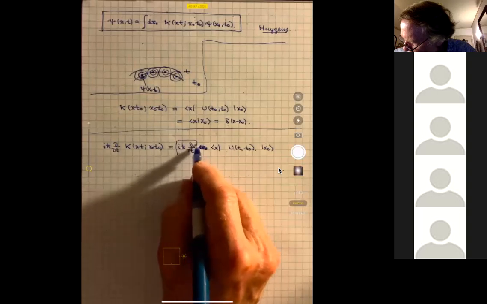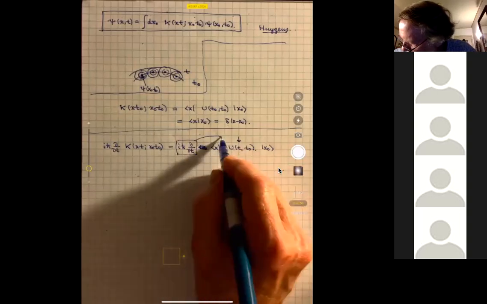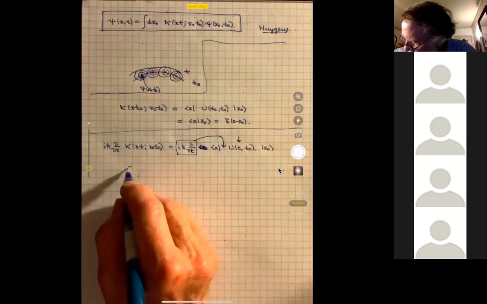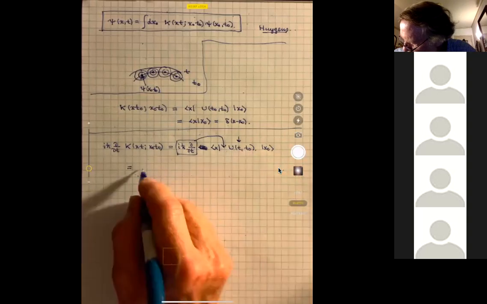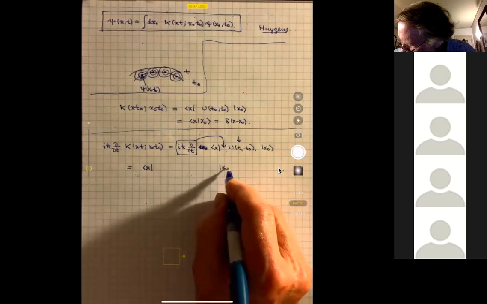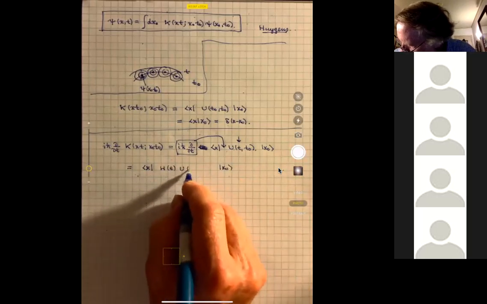But in this iħ d/dt, the only t that appears is right there. So I can bring this into the matrix element and let it act on the U. And if I do, and use the Schrödinger equation for U, this turns into ⟨x| and |x0⟩ sandwiched around now the Hamiltonian H(t) times U(t, t0).